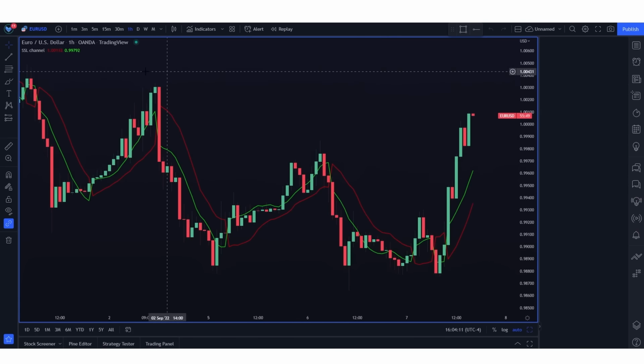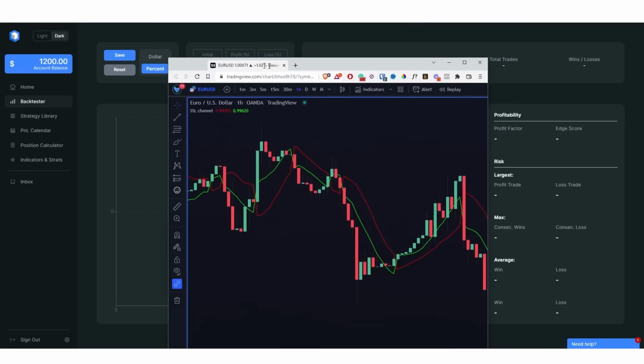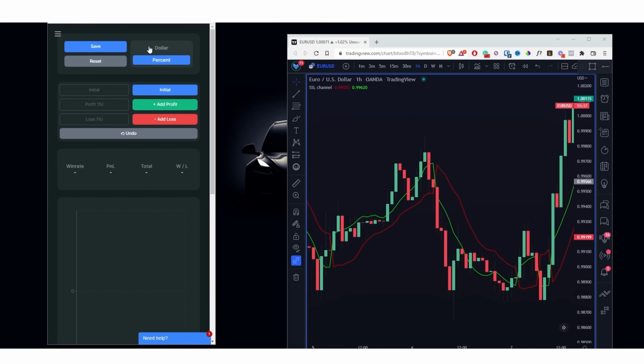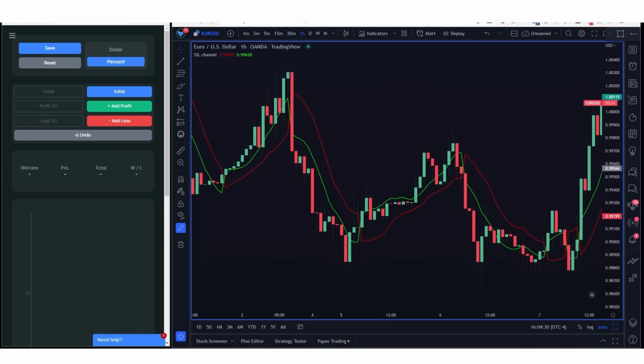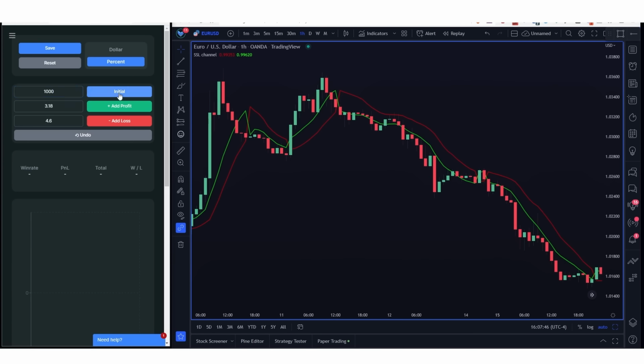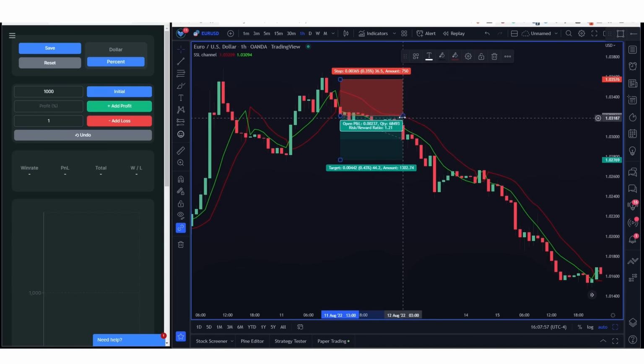Let's suppose we want to backtest crossover trading setup on the euro-dollar in 1-hour time frame. We will first set up the chart on TradingView and adjust it. Then we will open Trader Edge's backtester and arrange it next to the chart. Here we will input our starting balance and risk per trade, which we've set to 2%. You can change this to any value you prefer, whether in dollars or percentages, for each individual trade.